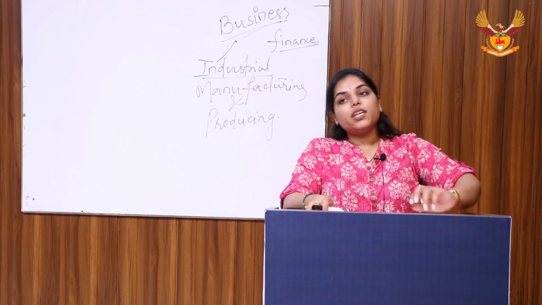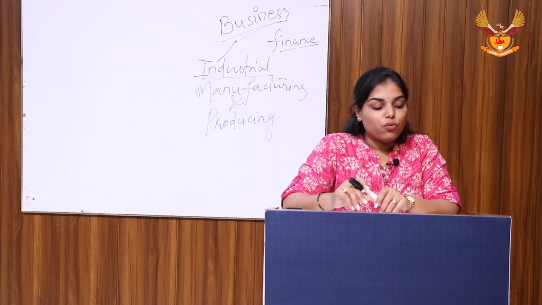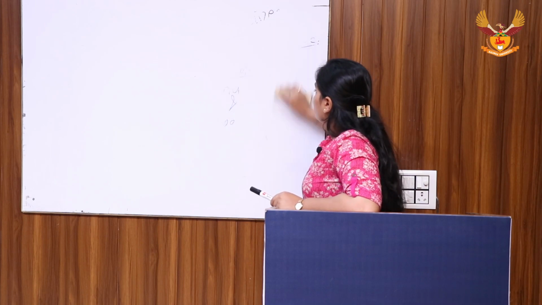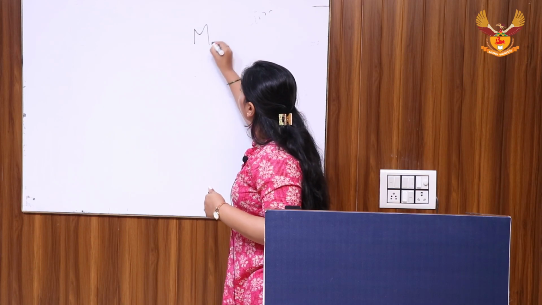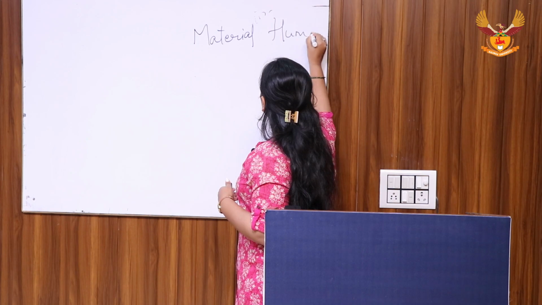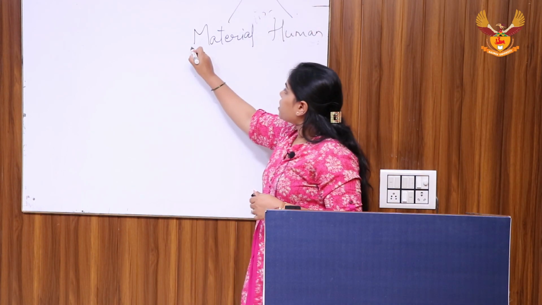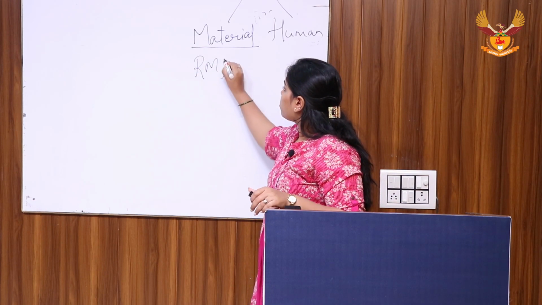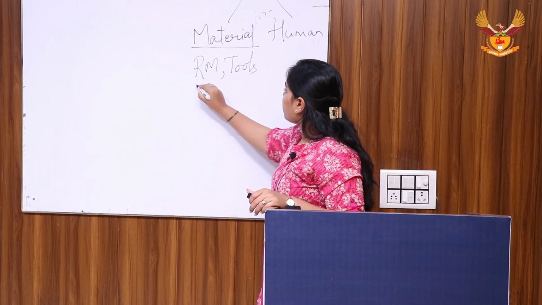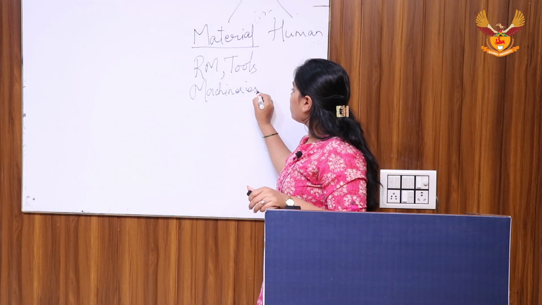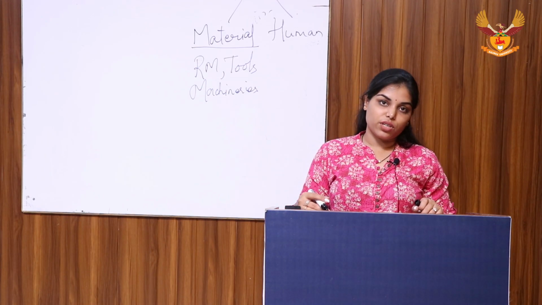Now again the organization is divided into two different types. One is material organization and the second is human organization. Now material organization means what all raw materials, tools, machineries you use comes under material organization.